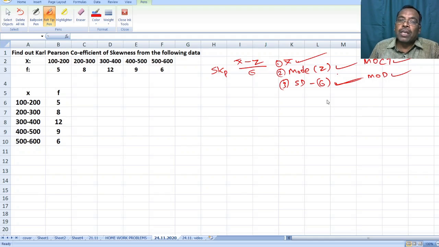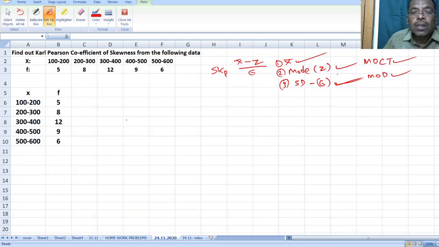So my dear students, please concentrate carefully to understand Karl Pearson coefficient of skewness under continuous method. So please watch carefully. Thank you.